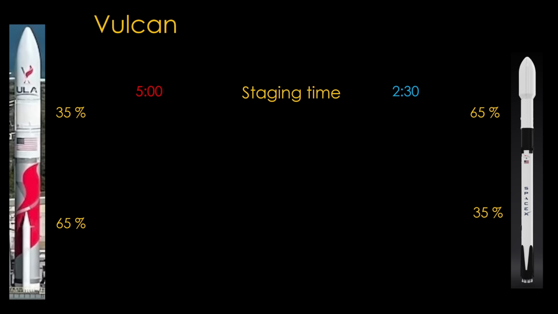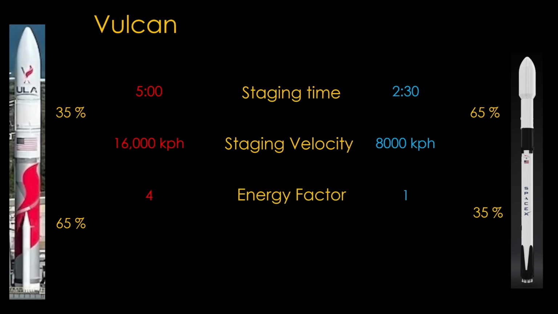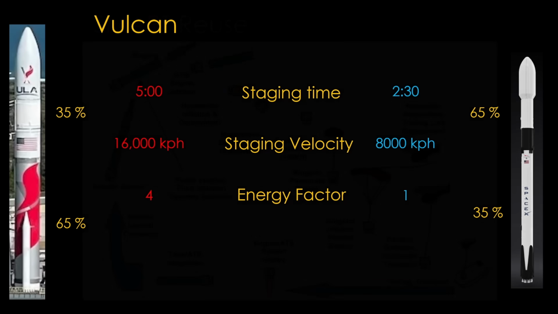But there's a problem. The Falcon 9 booster is traveling at about 8,000 kilometers per hour at staging, or about 30% of orbital velocity. The Vulcan booster is traveling at about 16,000 kilometers per hour, or 60% of orbital velocity. In terms of energy, it's worse because the kinetic energy of the booster is proportional to the square of the velocity, so Vulcan is carrying about 4 times the energy of Falcon 9. This makes adopting the Falcon 9 approach for Vulcan impractical. The booster is simply moving far too fast to survive re-entry.